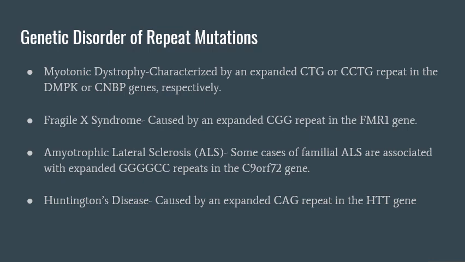So, with repeat mutations comes genetic anticipation. Genetic anticipation is the tendency for symptoms of the disorder that comes with these repeat mutations to become more severe and start at an earlier age in successive generations of these diseases.